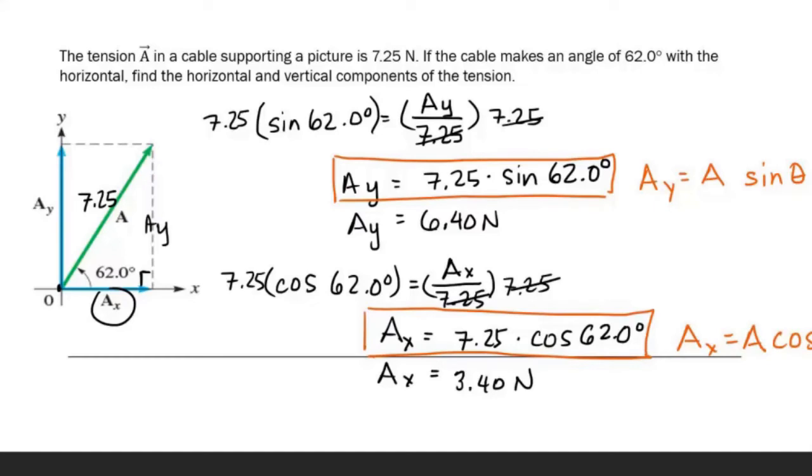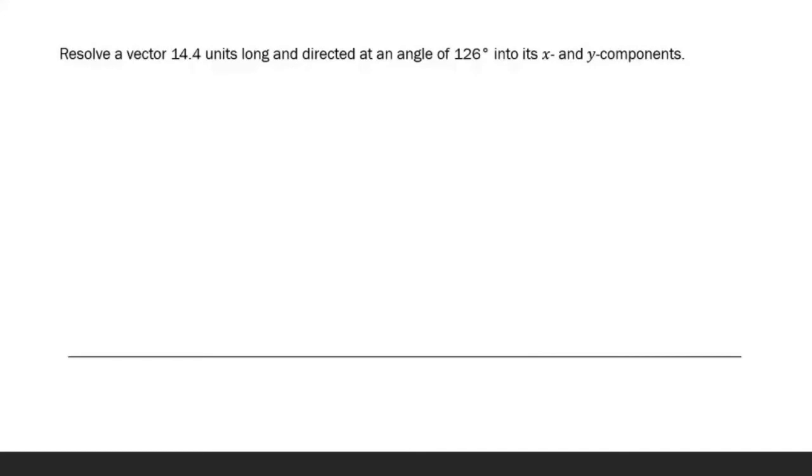This particular question asked us only for the single vector, and it only asked us to resolve it into its components. But going forward, when we add vectors, this will be the first step in each question. In this example, we're dealing with a vector that's not in quadrant 1. It's directed at an angle of 126 degrees. We don't know what the units are here, but we have a magnitude of 14.4. And similarly, this question asks us to resolve the vector into its x and y components.